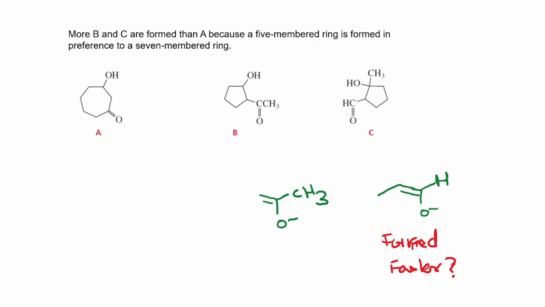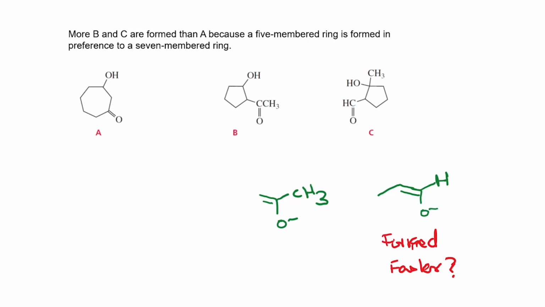Now, because A is a 7-membered ring, we can suggest that B and C would be formed in preference to A. And now between B and C, what we can suggest is that the enolate from the aldehyde might be formed faster because aldehydes, generally speaking, are more reactive when compared to ketones, or the enolization is much faster. So if we have a choice, we may suggest that the enolate formed from the aldehyde would be much more preferred. Okay, so this is how we would solve this problem.